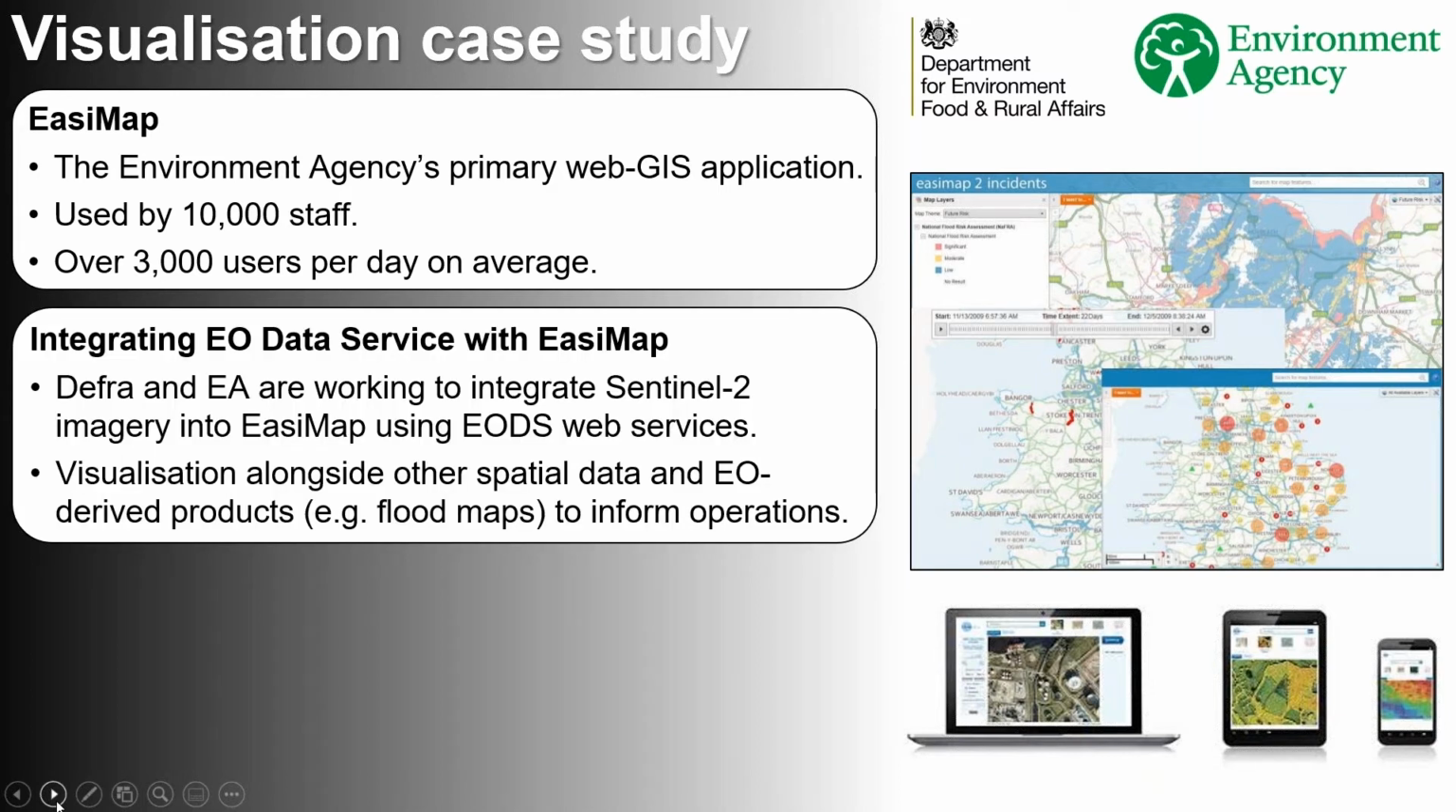And DEFRA and the Environment Agency are working together at the moment to integrate Sentinel-2 data, so kind of cloud-free mosaic imagery, into EasyMap using the web services from the EO data service. So all those 10,000 members of staff will be able to look at it alongside other spatial data, which could be flood maps, for example, and able to help them plan their daily operations.